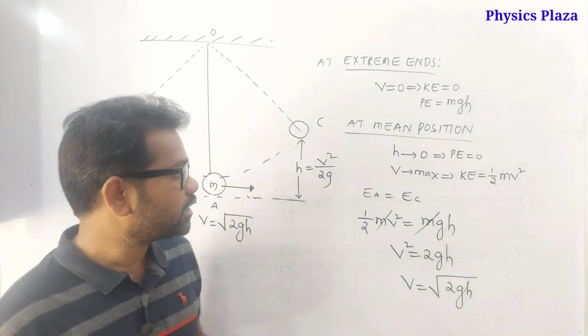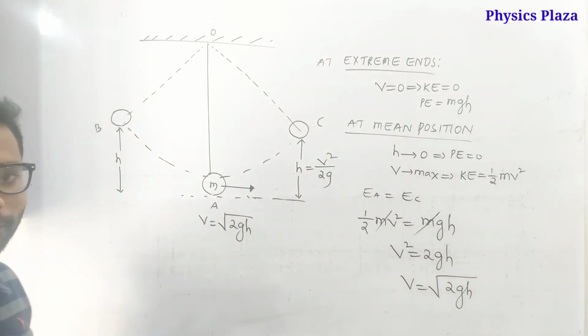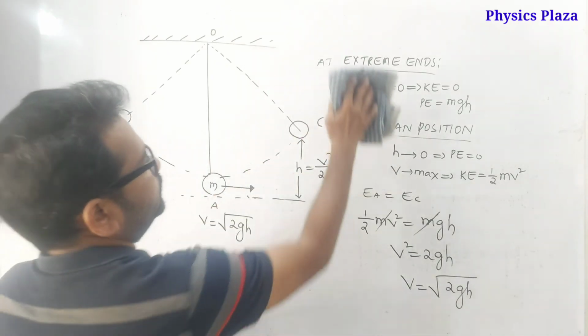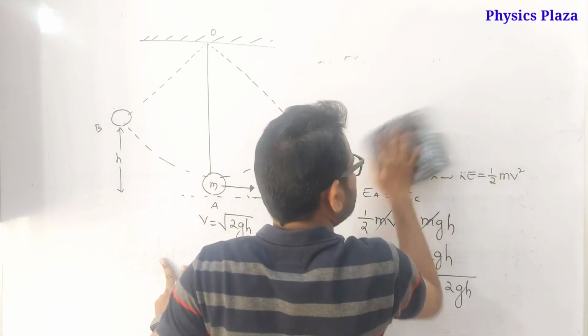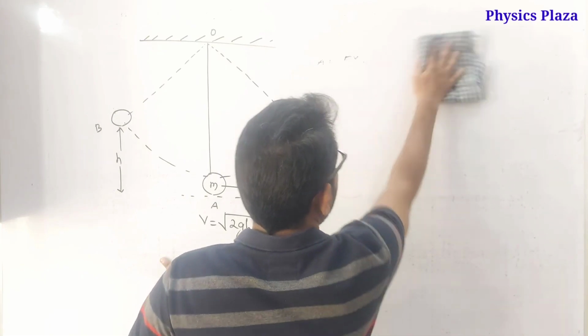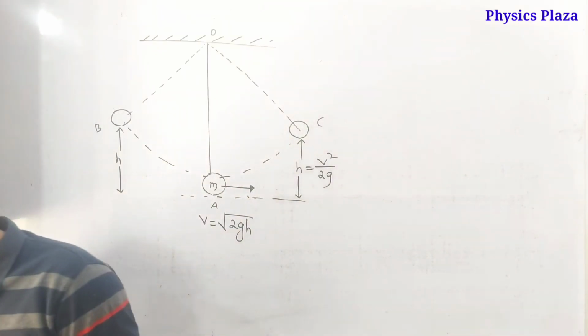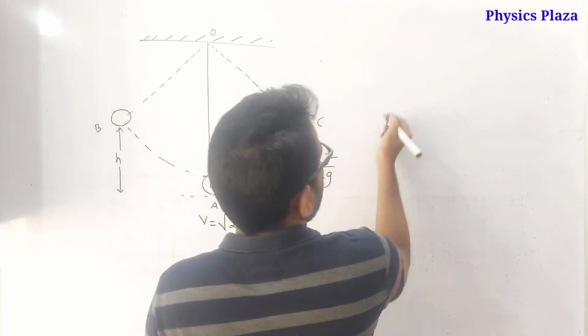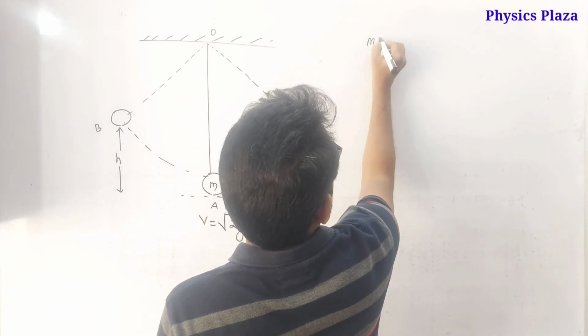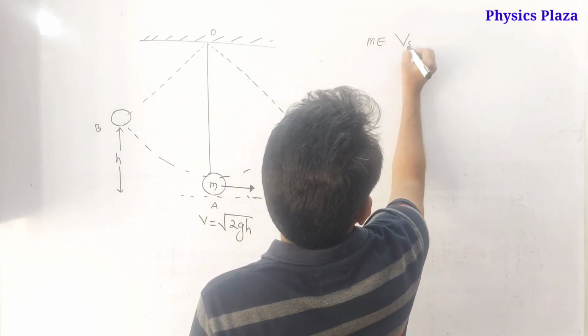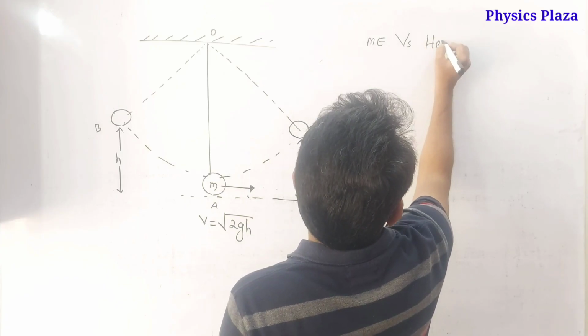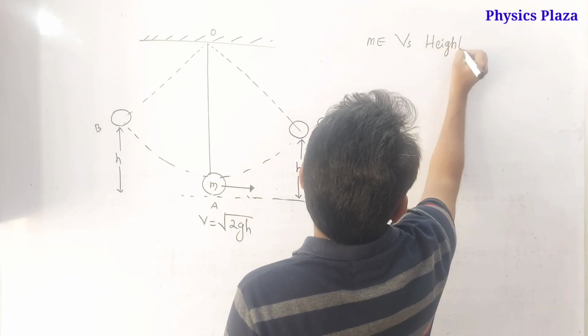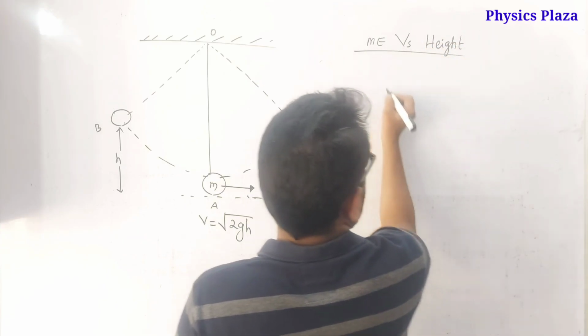So this is the last point which I am going to discuss. Clear? So I want this space. So let me take this space. This is the last point. I think we need three to four more minutes to end the session. Okay, fine. So children, here we will discuss mechanical energy versus height.